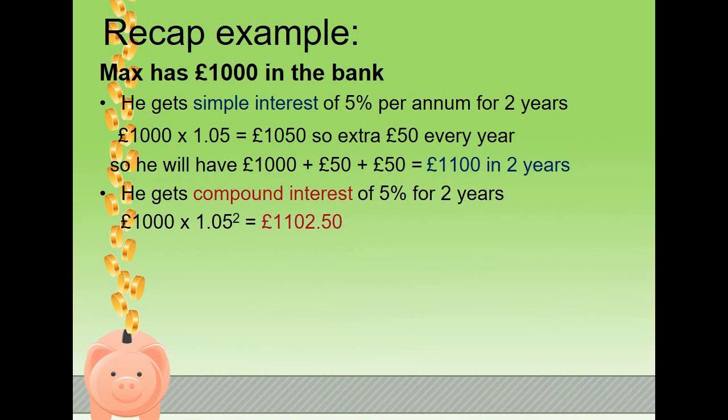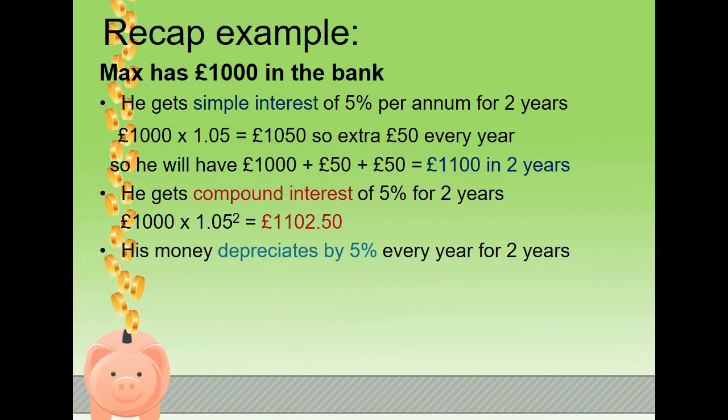Okay. If his money goes down, I don't think you'd want to have your money in a bank where it went down, but if his money was going down by 5% every year for 2 years, we take 5% away from 100%. 0.95 is the multiplier, because that would be 95% divided by 100, 0.95, and it's for 2 years, and it's depreciating by 5% every year, so that would be multiplied by 0.95 to the power of 2 for 2 years, which would give him £902.50.